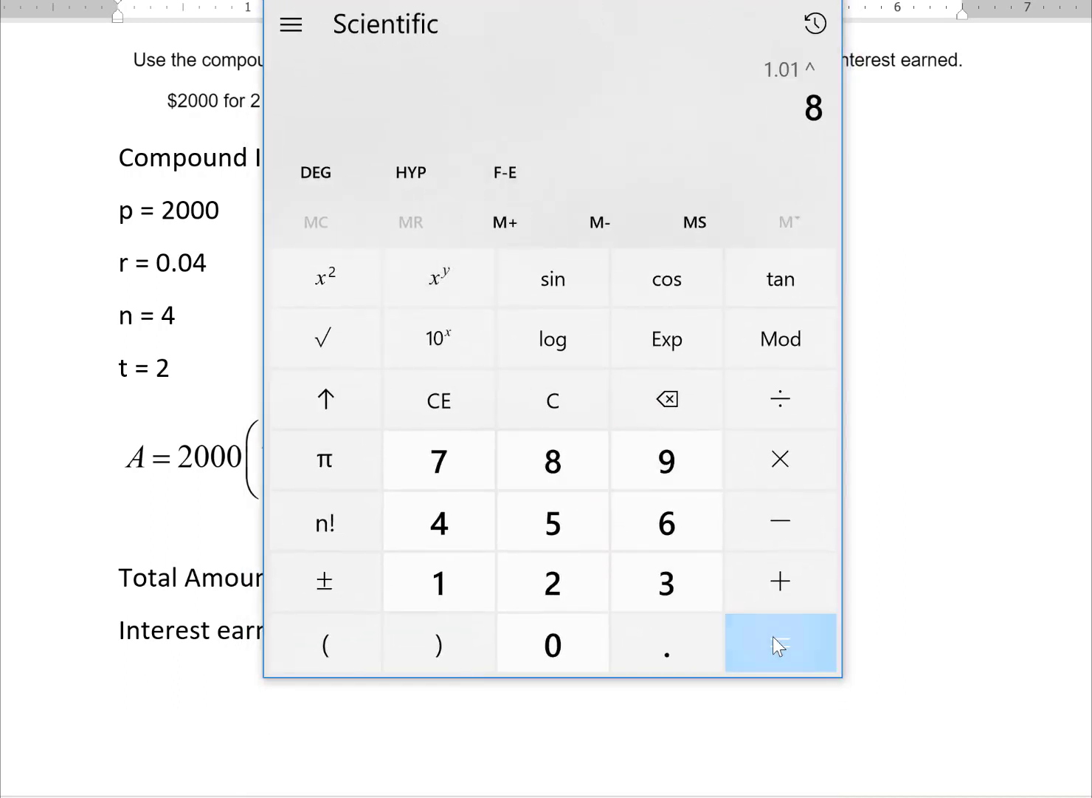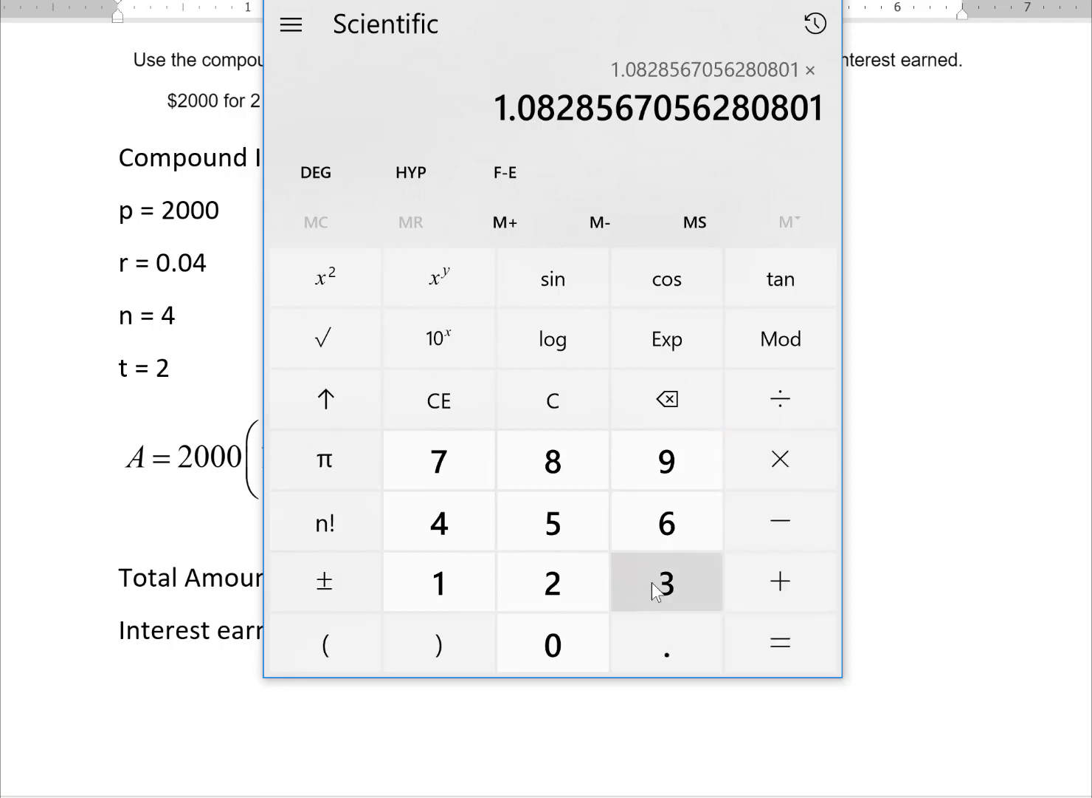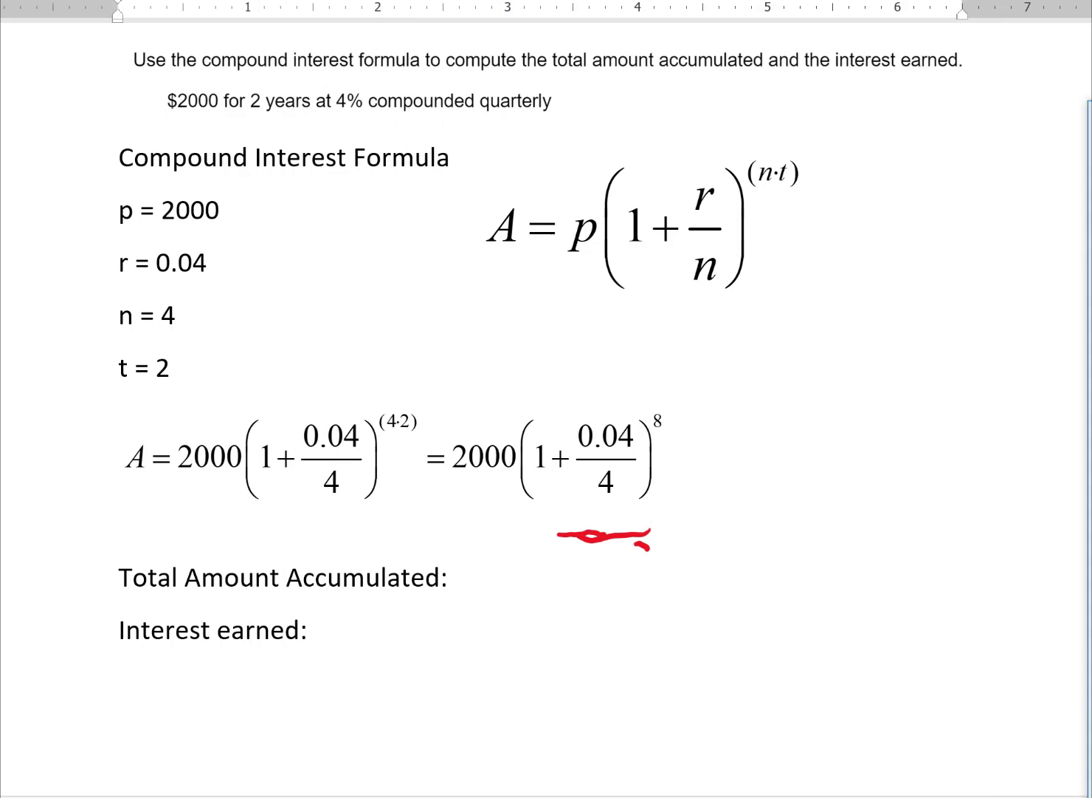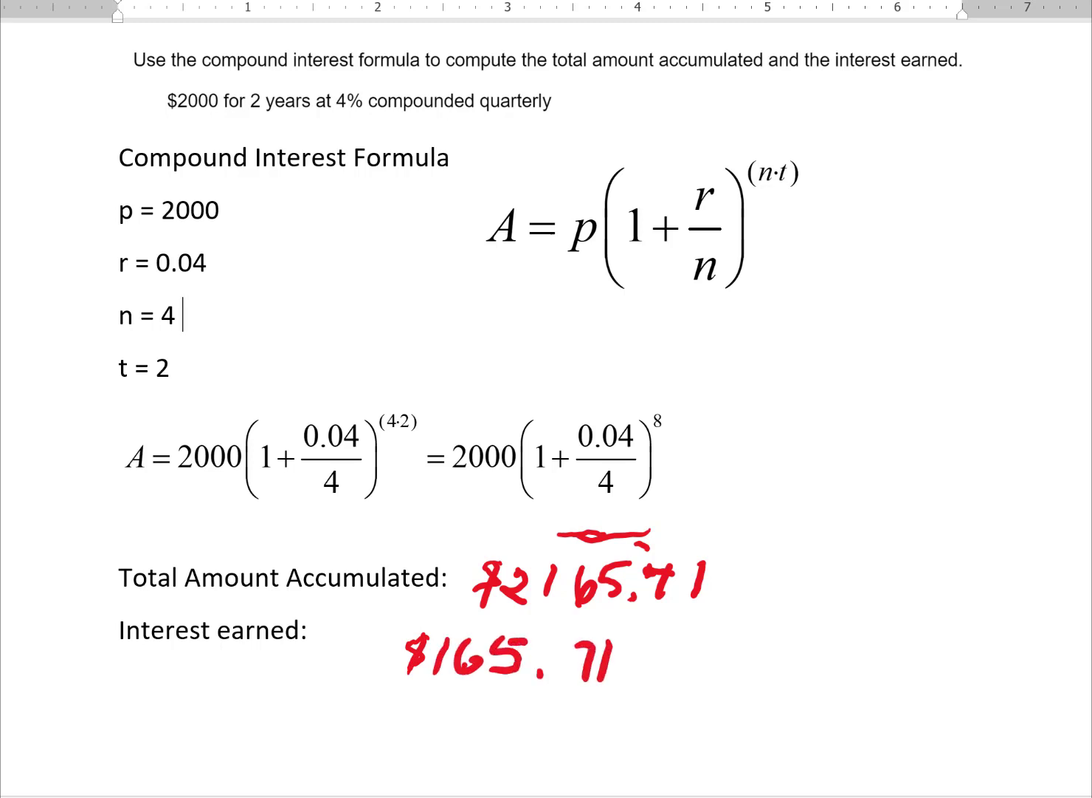I'm going to raise it to the 8th power, and then I'm going to multiply by the principal, which was $2,000. And so the amount that will be earned or accumulated is $2,165.71. So the total amount accumulated is $2,165.71. And the interest earned is the accumulated amount minus the amount that we invested, which was $2,000. So the interest is $165.71.